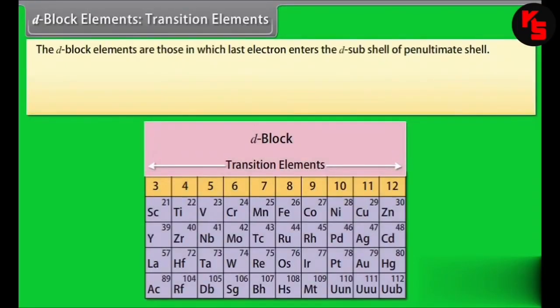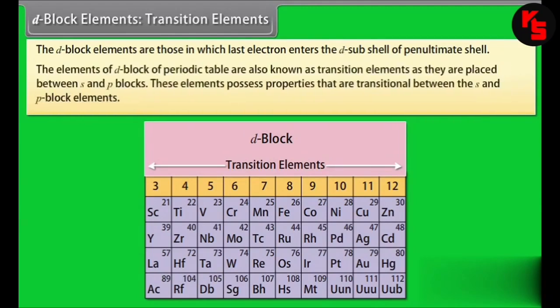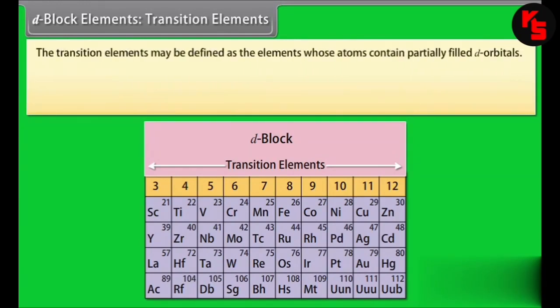Transition elements. The d block elements are those in which the last electron enters the d subshell of the penultimate shell. The elements of the d block of the periodic table are also known as transition elements as they are placed between s and p blocks. These elements possess properties that are transitional between the s and p block elements. The transition elements may be defined as the elements whose atoms contain partially filled d orbitals.